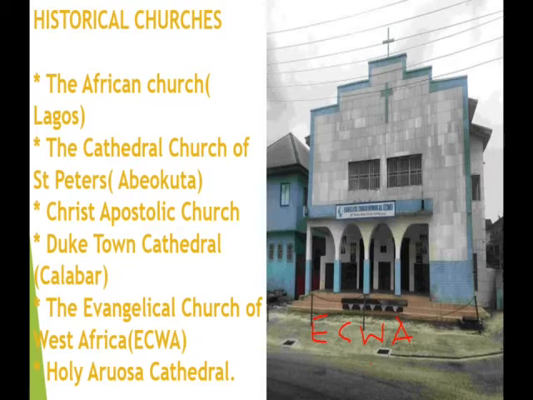We have the Duketown Cathedral, found in Calabar State. We have the Evangelical Church of West Africa, known as ECWA, found in different states, like in the picture. This ECWA Church is found in Port Harcourt. And we still have the Holy Rosa Cathedral. These are some examples of historical churches in Nigeria.